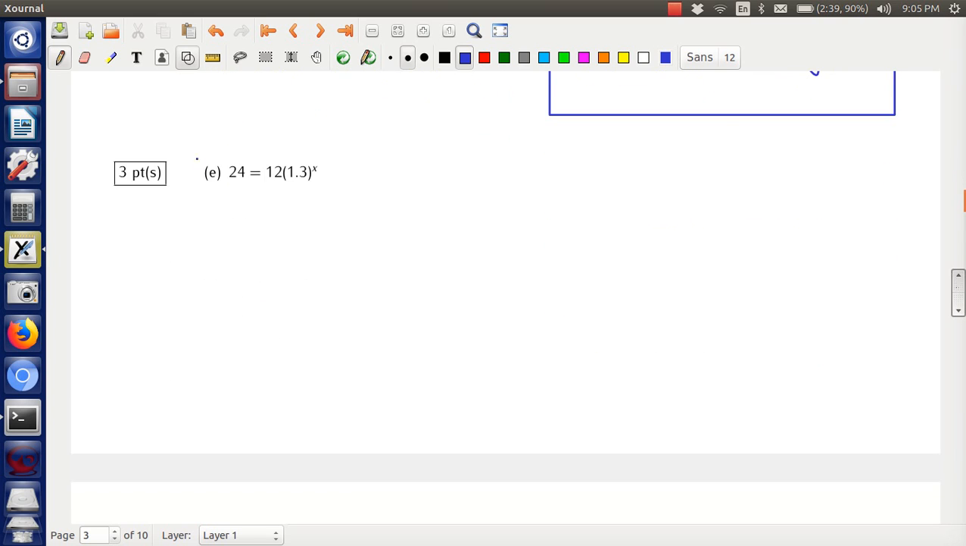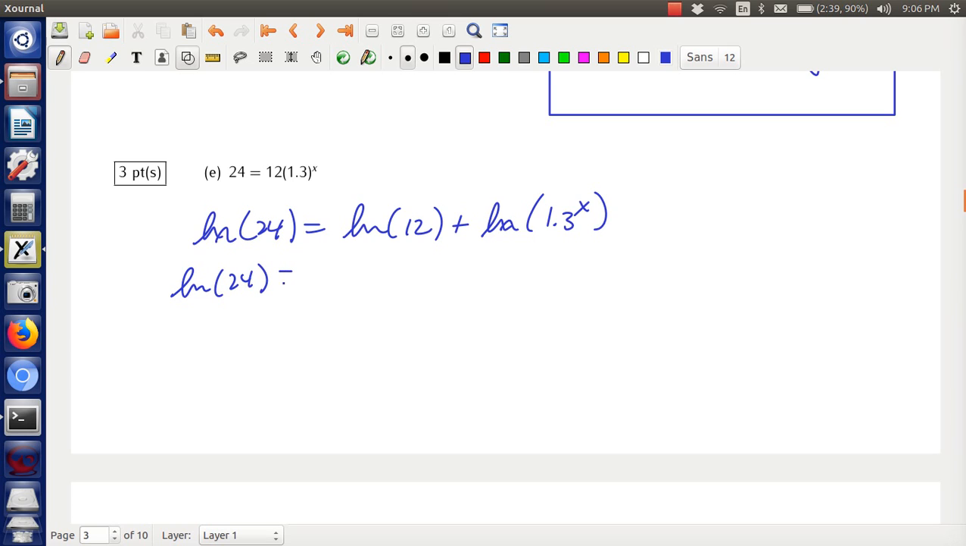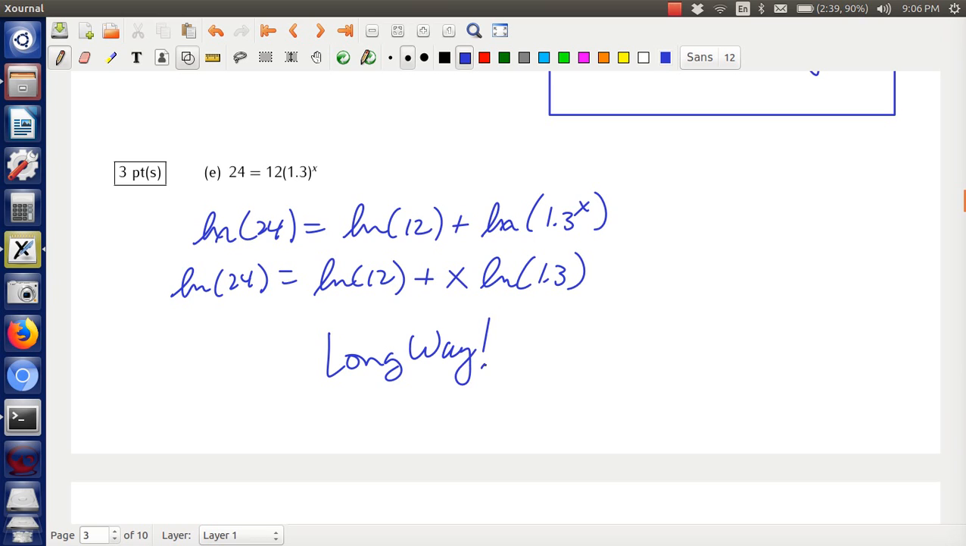And this one is just to see if you're paying attention. From here on out, it's the same as the other one we just did. If you had chosen not to do that simplification, it would still work. So if you say natural log of 24 is equal to natural log of 12 plus natural log of 1.3 to the x, that's fine. Natural log of 24 is natural log of 12 plus x times natural log of 1.3, that's fine. It's just the long way, but it will work. Okay, those are the basics.